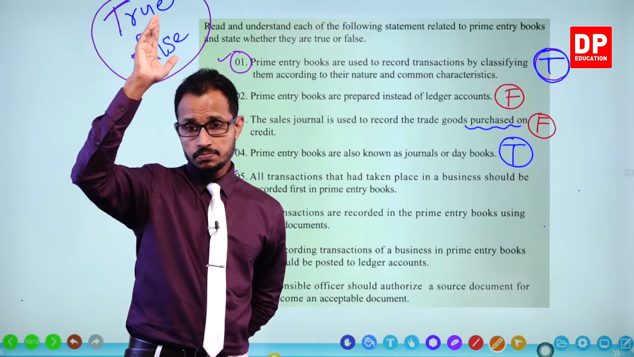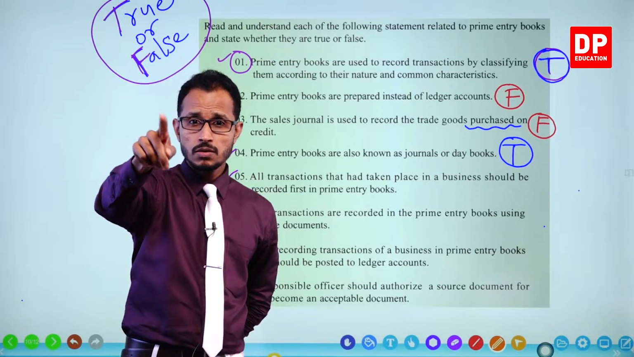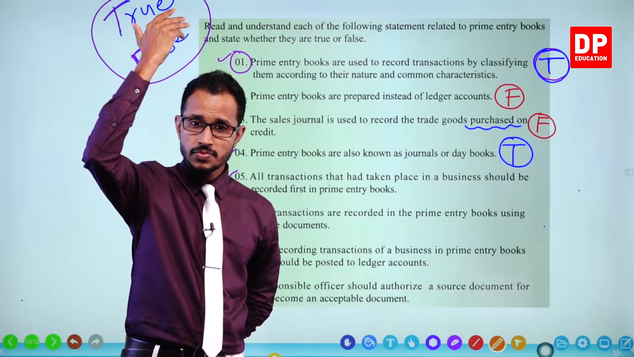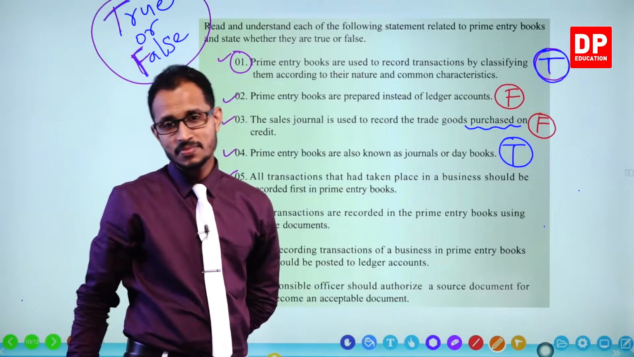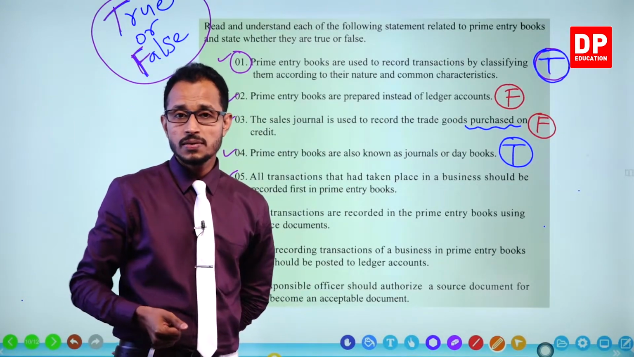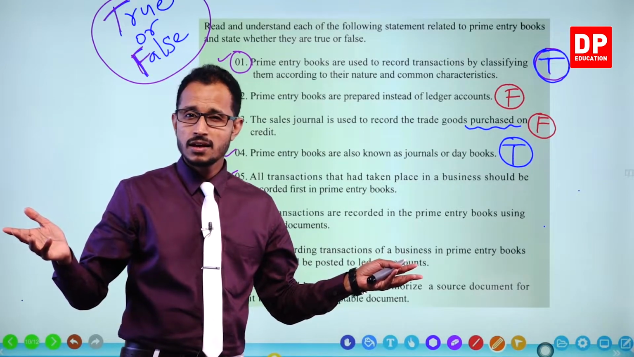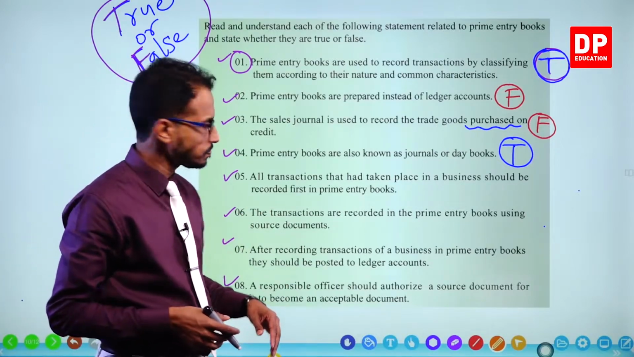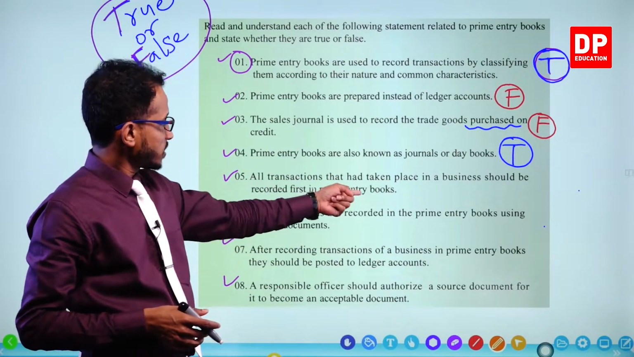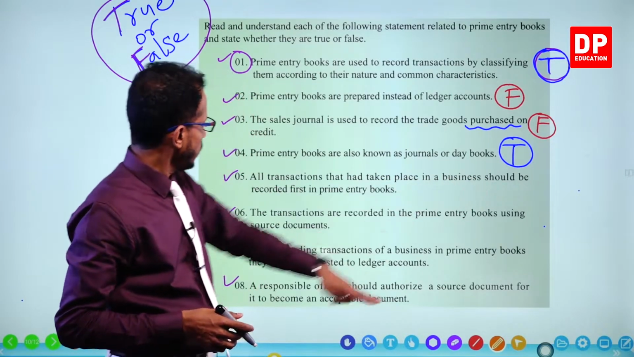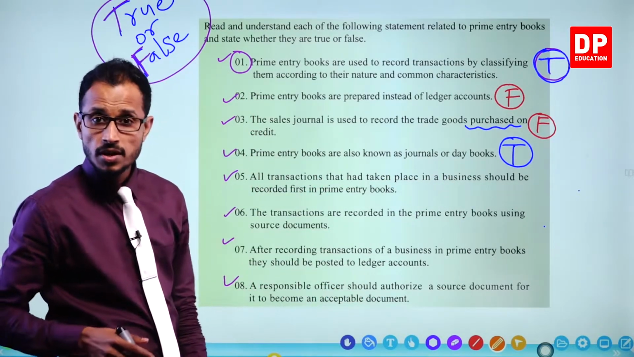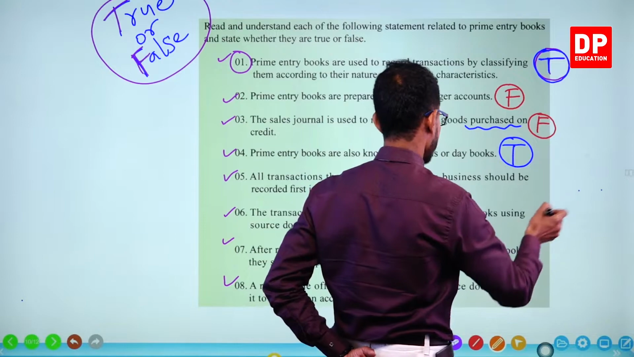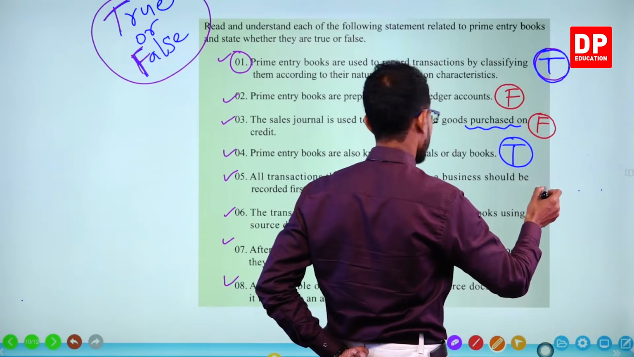Hands up those who say it's true. Oh, well, I can see your hands. Can you raise it up a little bit? Okay, then hands up those who say it's false. All right, I see a lot of hands. They say it's false, huh? All transactions that had taken place in a business should be recorded first in a prime entry book. It's not false, it's true. It's true, ladies and gentlemen.